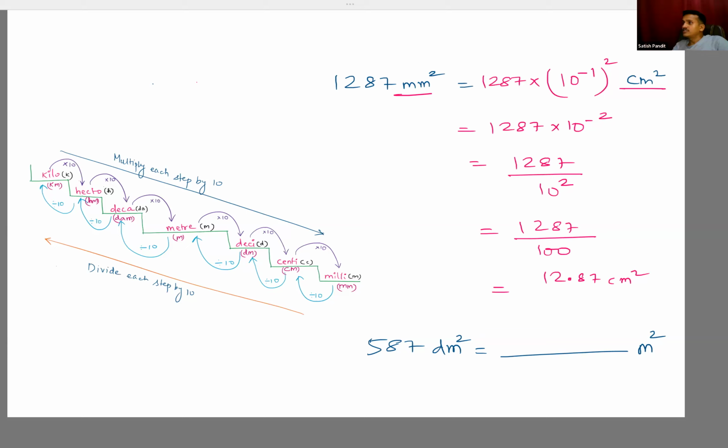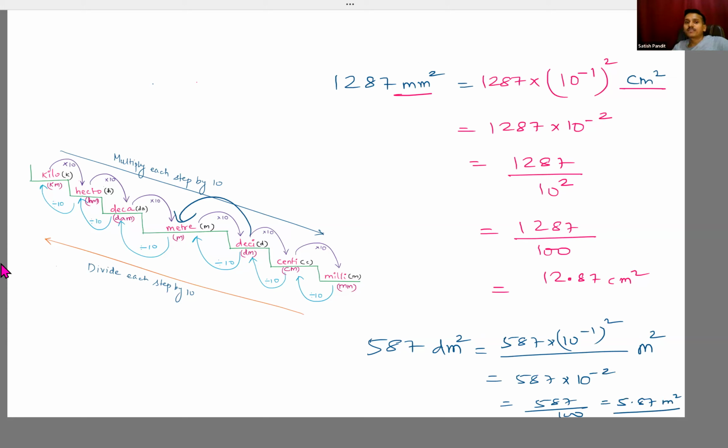Very good. Let's do this. We'll also do it here. So 587 is a constant, so write as it is, into 10 to the power... see, decimeter to meter is 10 to the power minus 1 because we're going up, and to the power 2 because it is area. So 587 into 10 to the power minus 2. So 587 by 100, that means 5.87 meters.